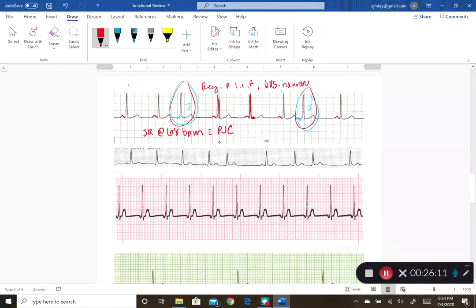All right, let's take a look at the next one. And we're going to go beat by beat here. So this looks like a sinus beat.